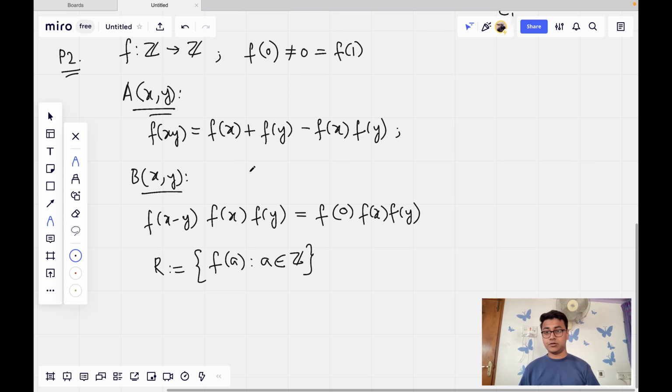Just putting y equal to 0, putting both x and y equal to 0. These are the common strategies that you apply when you have a question on functional equations. We are going to do the same only.